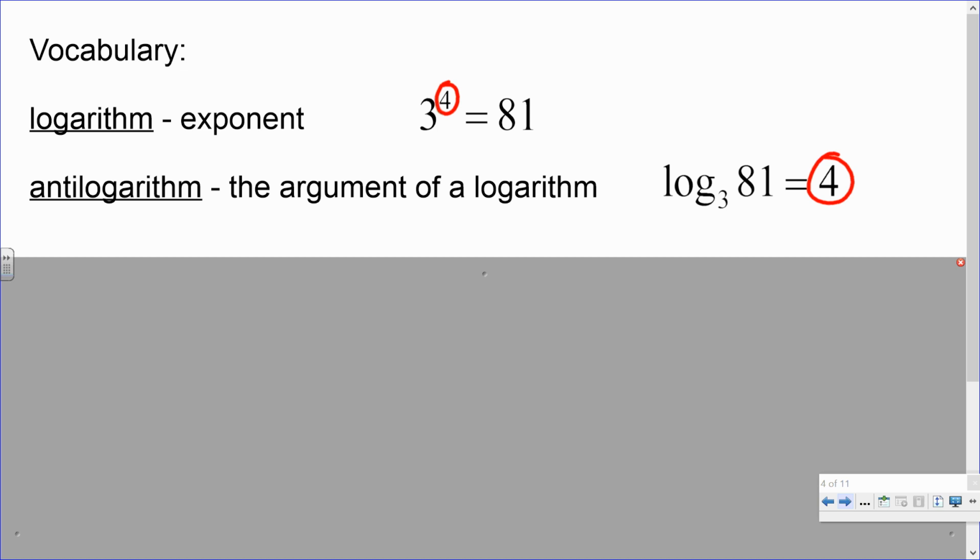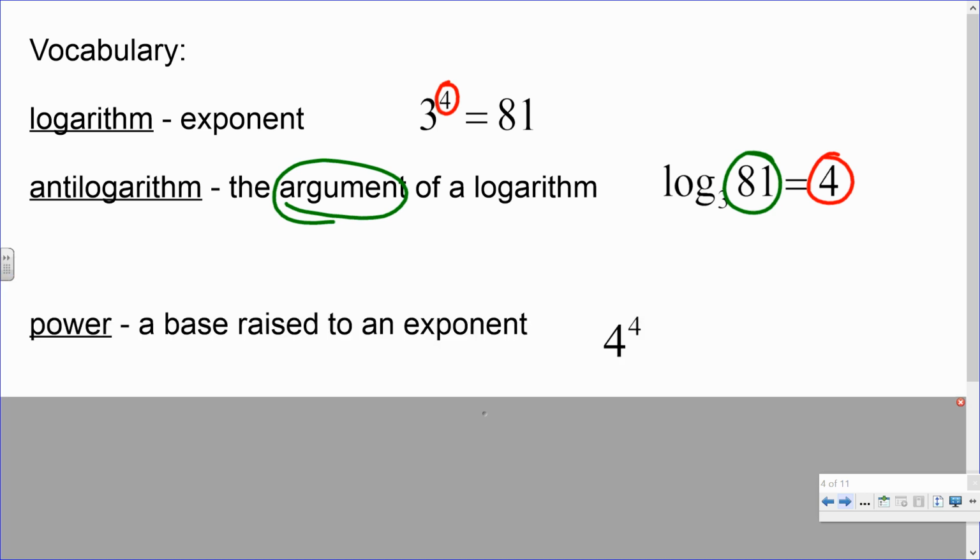Vocabulary word that we do not use much here at our school: anti-logarithm. I'll just remind you so that if you come across it, anti-log is just the argument of a logarithmic function. So it's just the 81, or the answer you get when you take something to a power. We do want to be a little bit careful with this vocabulary today so that we do exactly what the problems ask us to do.